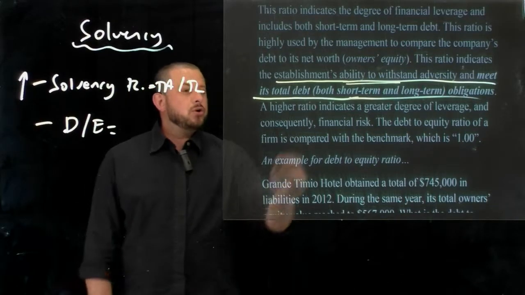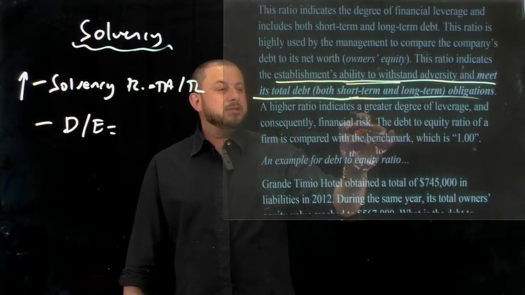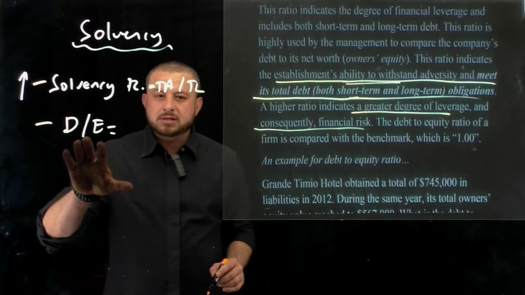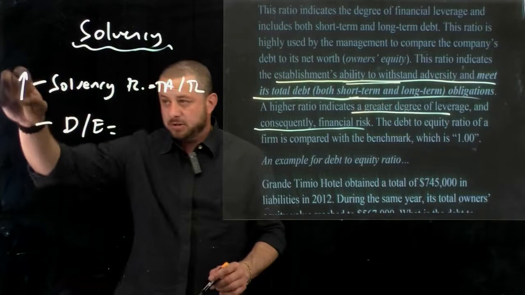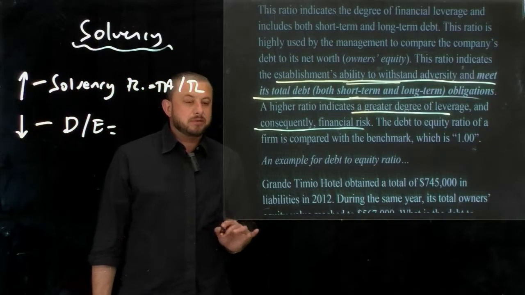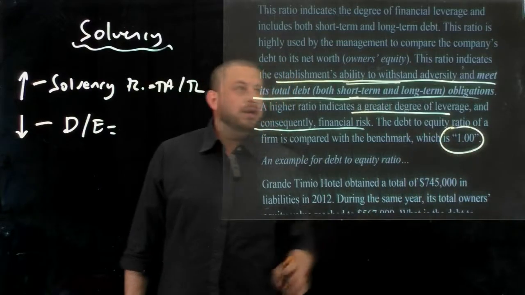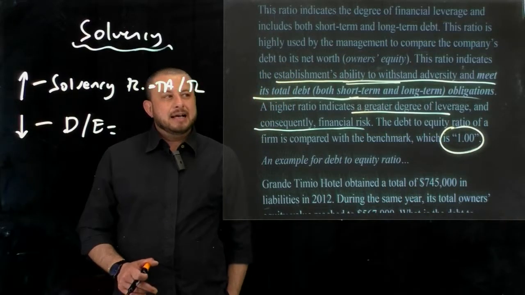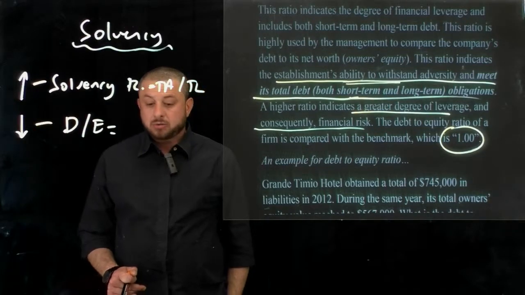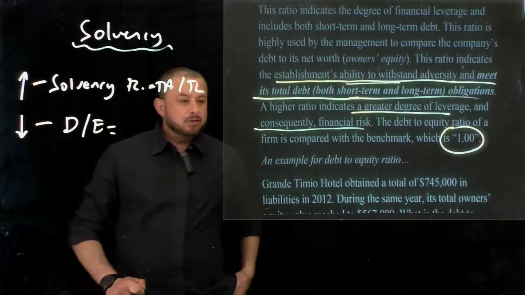A high ratio indicates a greater degree of leverage and financial risk. So we don't want this ratio as high as possible. We want the solvency ratio high, but we don't want this ratio as high as possible. Of course, there's a benchmark of 1, and we are trying to see if we are able to cover our total liabilities, which is the total debt, using the equity.